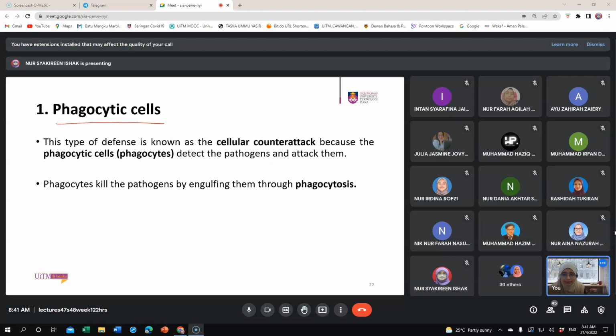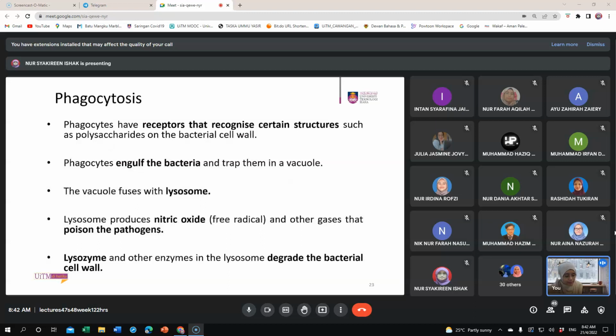So this type of defense is known as the cellular counter-attack. This one you have to remember. Cellular counter-attack, because the phagocytic cells or the phagocytes detect the pathogen and attack them. So we can call them phagocytic cells or phagocytes. The phagocyte will attack the pathogen by engulfing it through the process of phagocytosis. Phagocytes have receptors that recognize certain structures, such as polysaccharides on the bacterial cell walls.